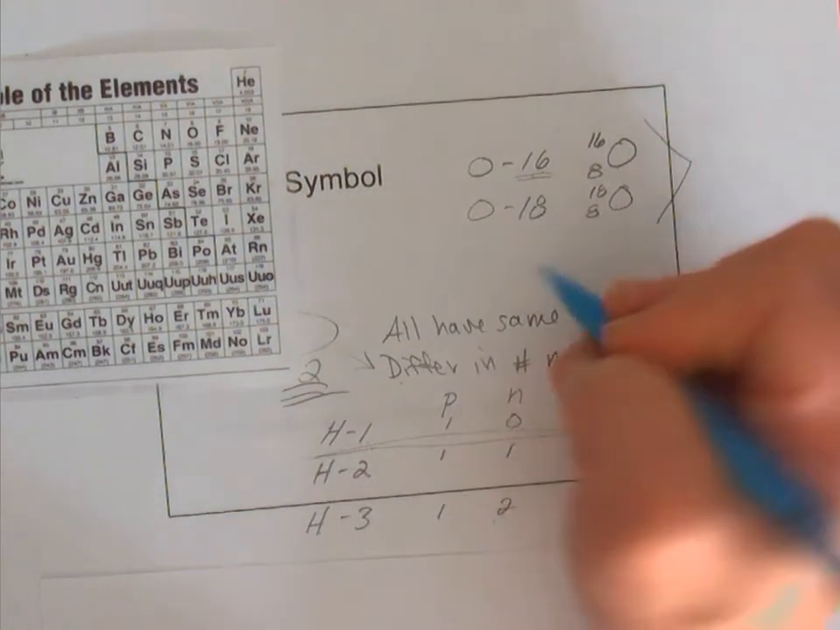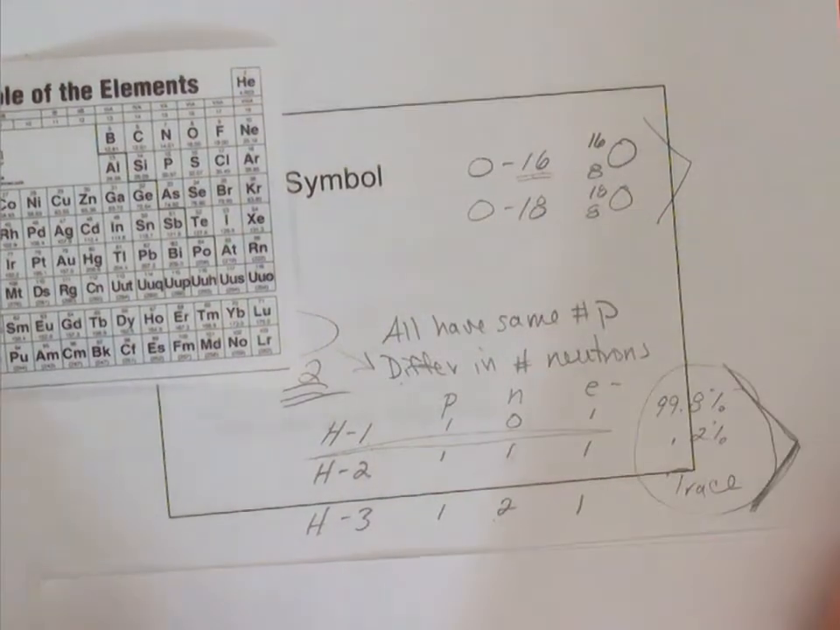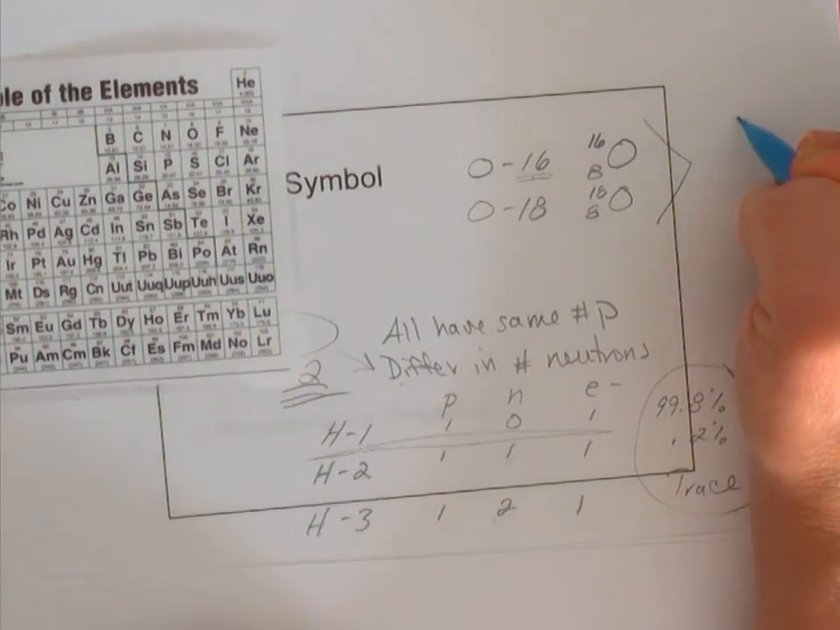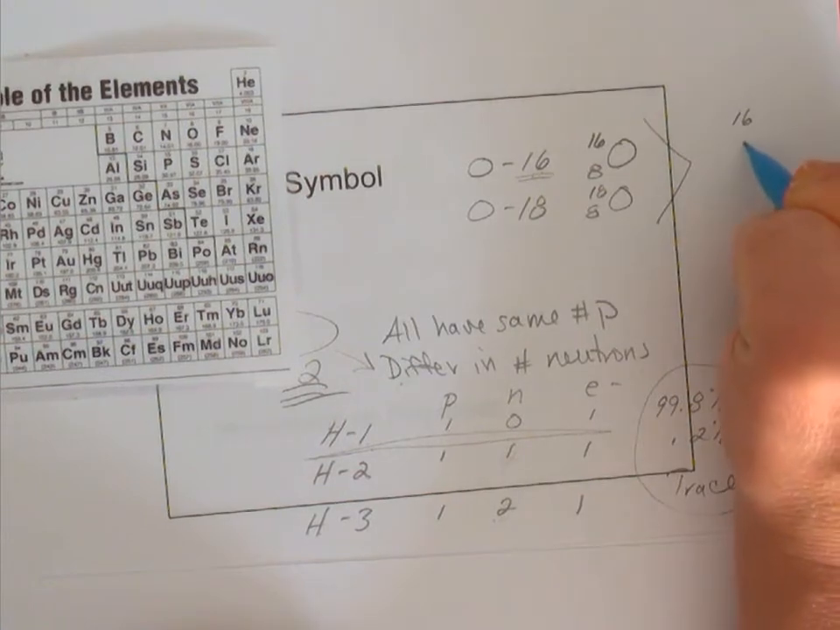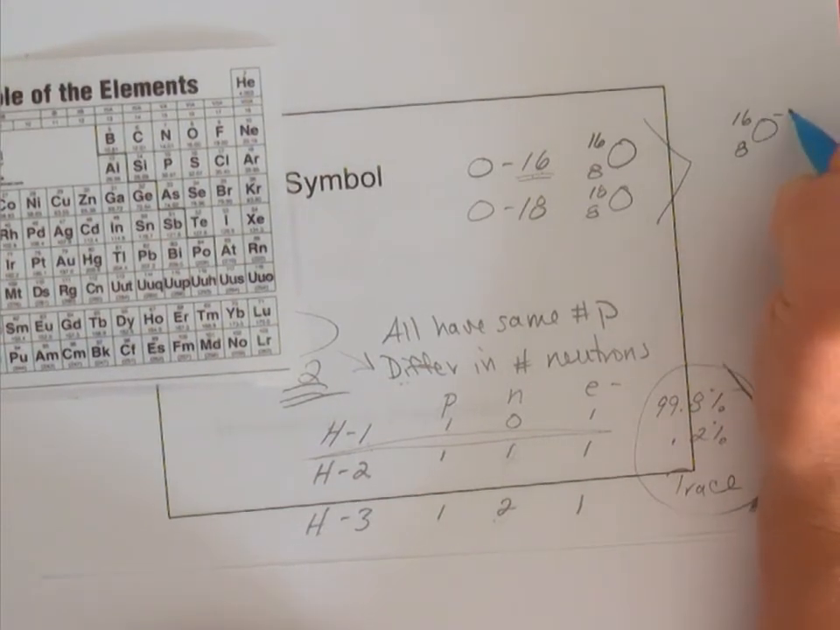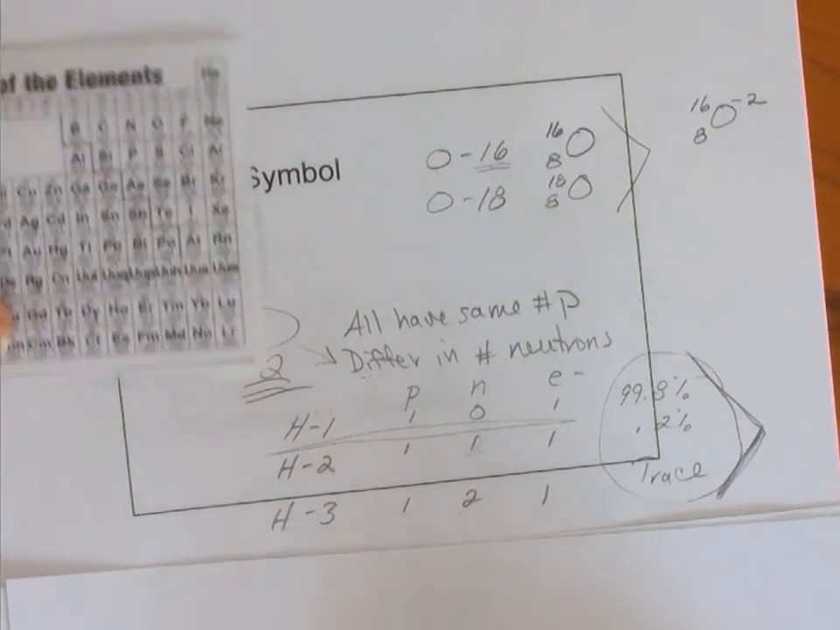Now, what if it was oxygen-16 with a -2 charge? Well, protons and neutrons are still the same. Protons are still the same. I would show that charge there in the upper right.